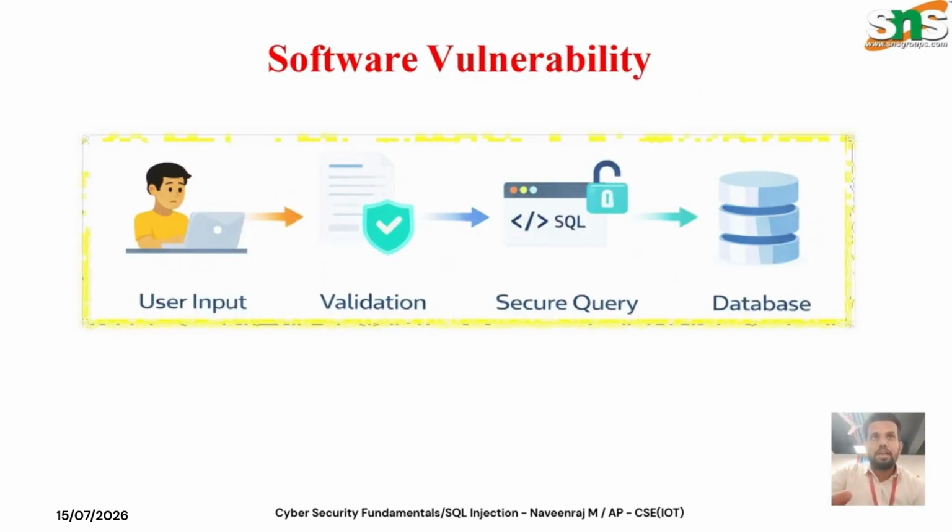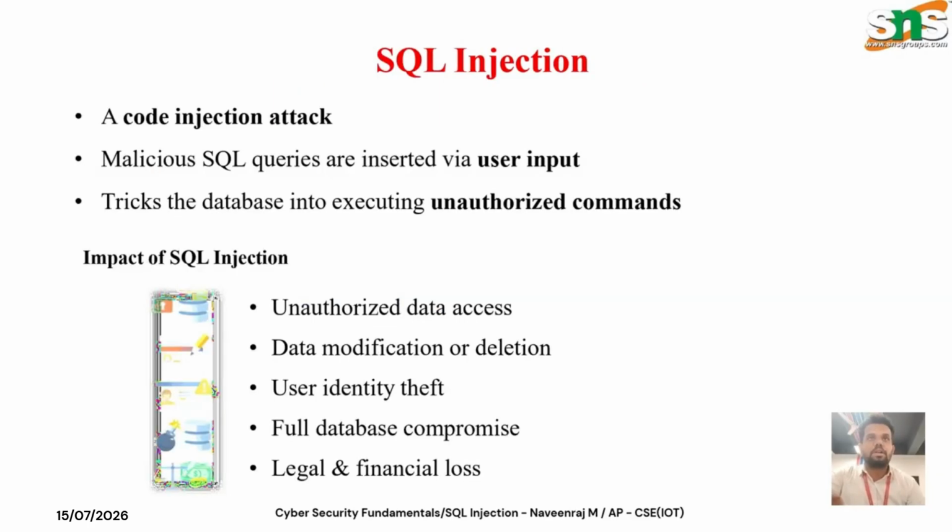Then, a software vulnerability is nothing but a weakness in the application that attackers can exploit. In SQL injection, the weakness exists in how SQL queries are constructed. An example of vulnerable code logic: the application builds a query like SELECT * FROM users WHERE username = input AND password = input. If user input is not filtered, attackers can manipulate it.